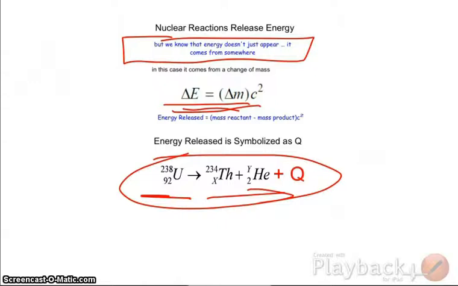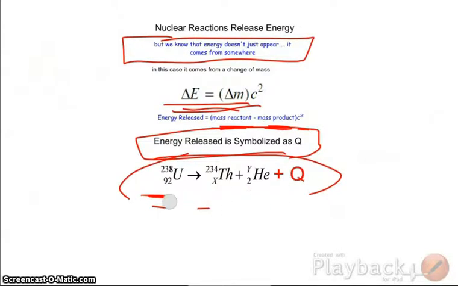So what you do is you take the mass of the reactants minus the mass of the products times c squared, and that tells you how much energy was released. And the energy released is symbolized by Q. So if you know the atomic mass units of the products and of the reactants, you take the difference and multiply it by c squared, and you'll get the amount of energy released. You can find Q that way.